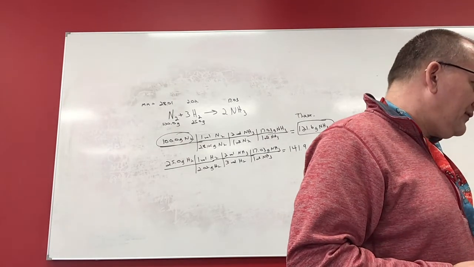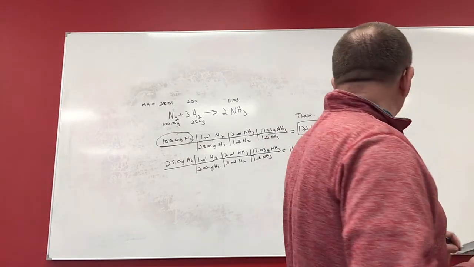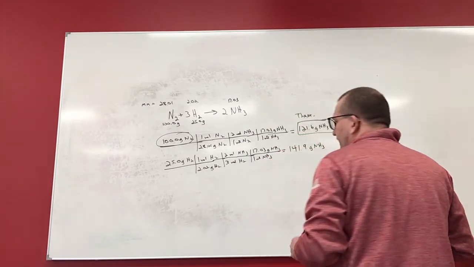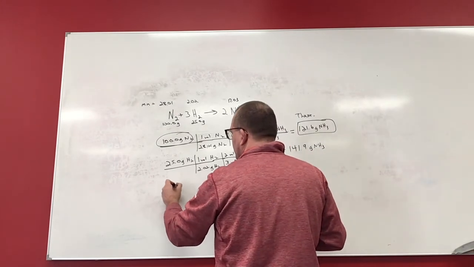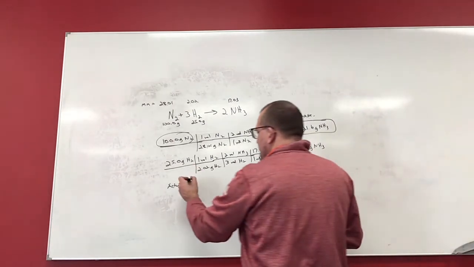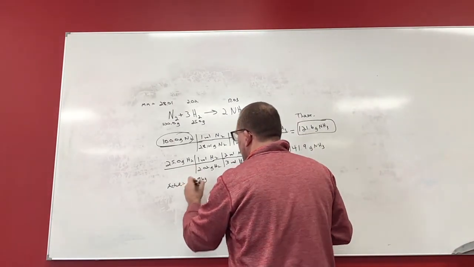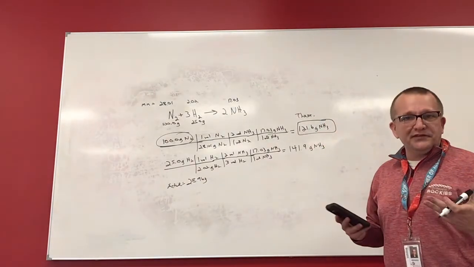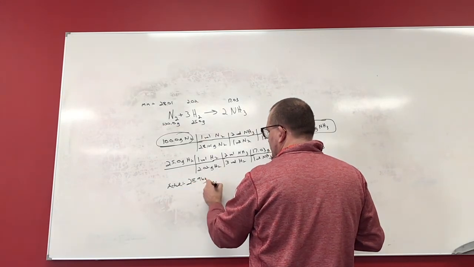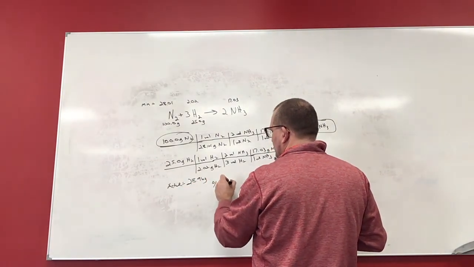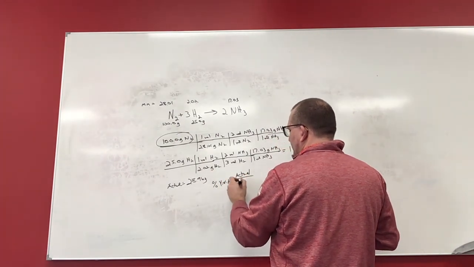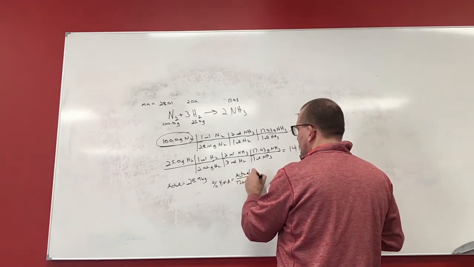Now it says you get 28.96 grams of ammonia. So that's going to be our actual yield. So actual is given to be 28.96 grams. So now percent yield is actual divided by theoretical times 100.